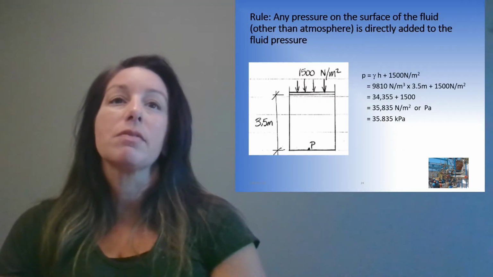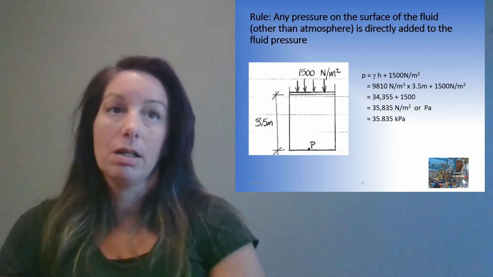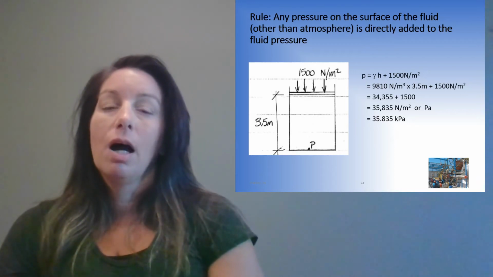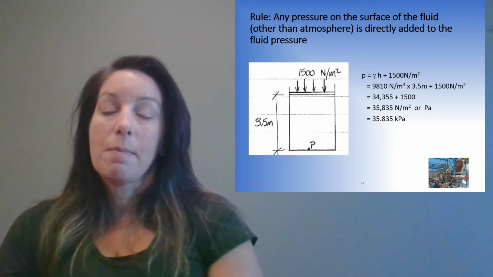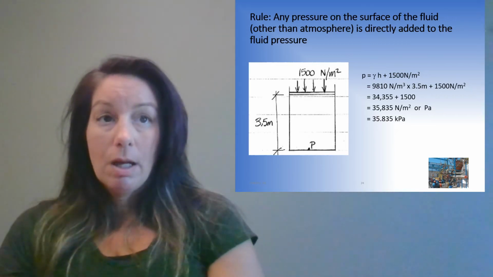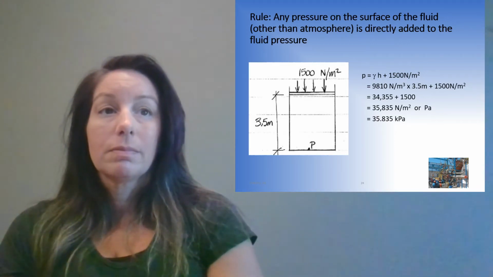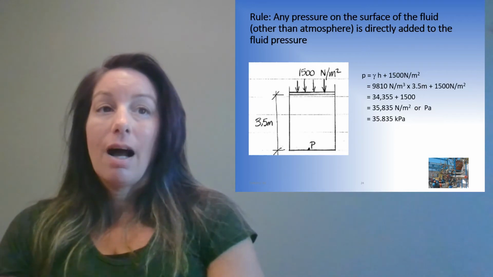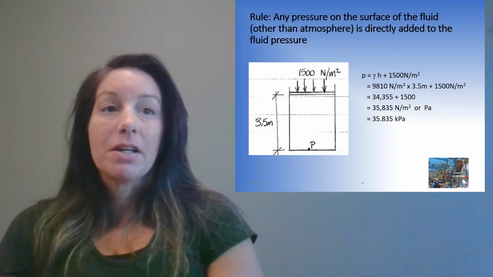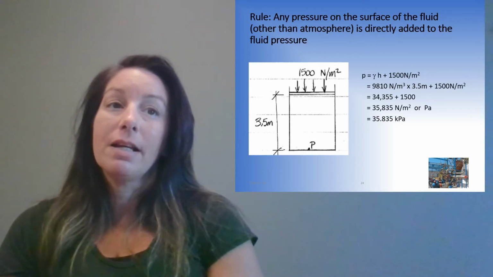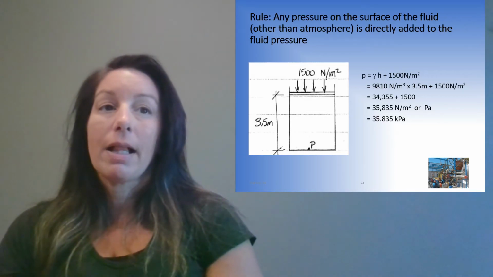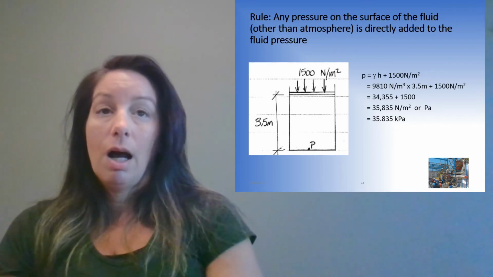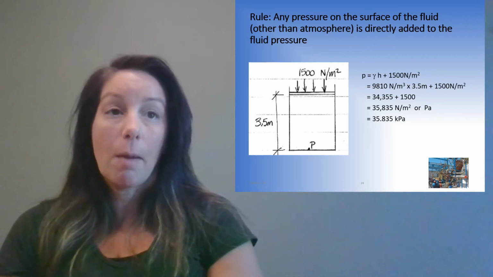So any pressure on the surface of a fluid other than atmosphere is directly added to the fluid. So what do we have here? We have a container that we're looking at. It happens to be 3.5 meters deep. It's filled with water, and you probably did that, right? The gamma for water is, well, this is in newtons per meter cubed, 9,810 newtons per meter cubed. You're multiplying it by the height, which is 3.1, and you're adding that imposed pressure, 1,500 newtons per meter squared, on top of it.